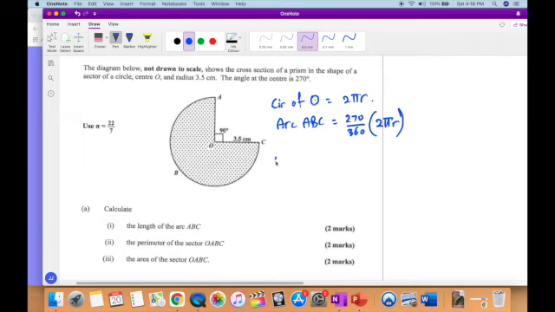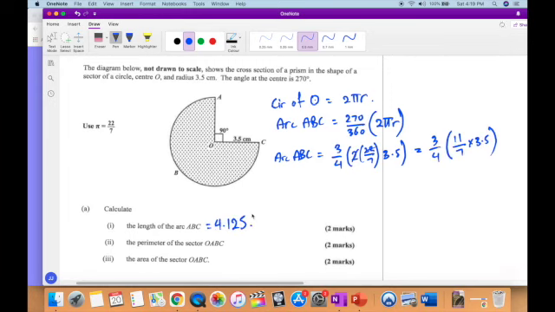So therefore arc ABC is equal to, well, 270 over 360 is 3 over 4, into 2 times 22 over 7 times 3.5, right? So 3/4, and you can see it is 3/4 of the full circle, right? So that would give us 3 over 4. Let me just do that again.